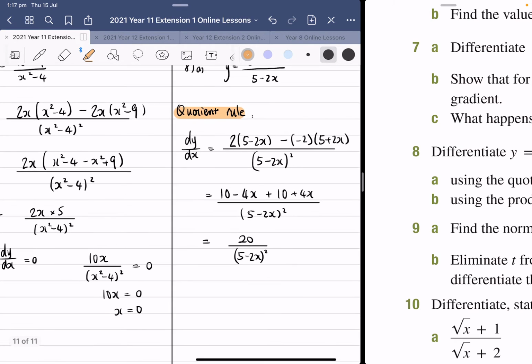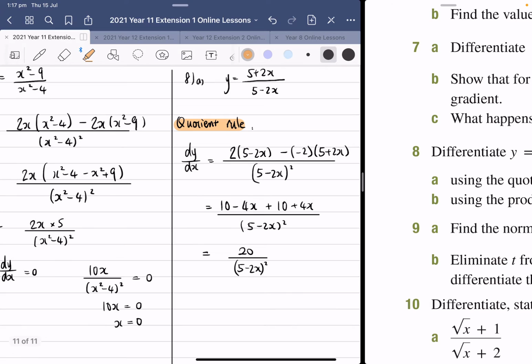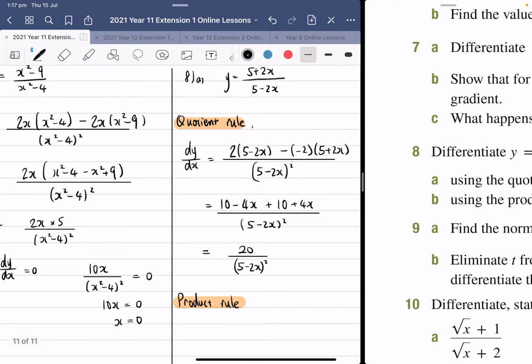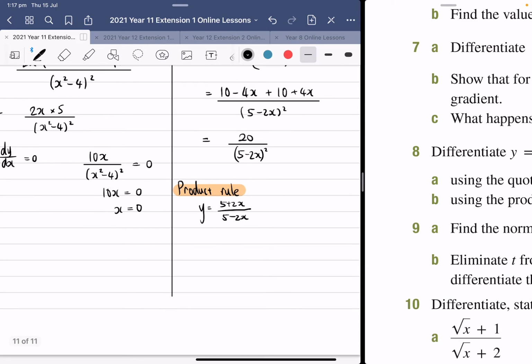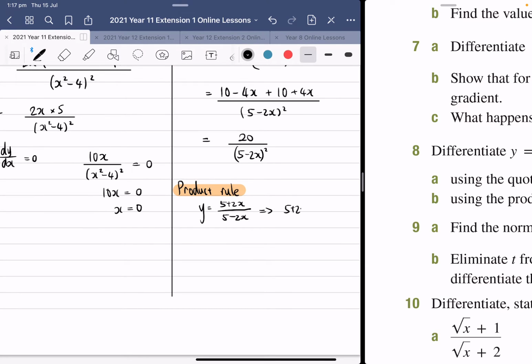Some students prefer to use the product rule, because with the quotient rule it's sometimes a bit hard to memorize which one you need to differentiate first. So sometimes students say, I would like to use the product rule instead. If you want to use the product rule, the first step is to make sure it is in product form. So instead of (5 plus 2x) over (5 minus 2x), you change that into (5 plus 2x) multiplied by (5 minus 2x) to the power of negative 1.